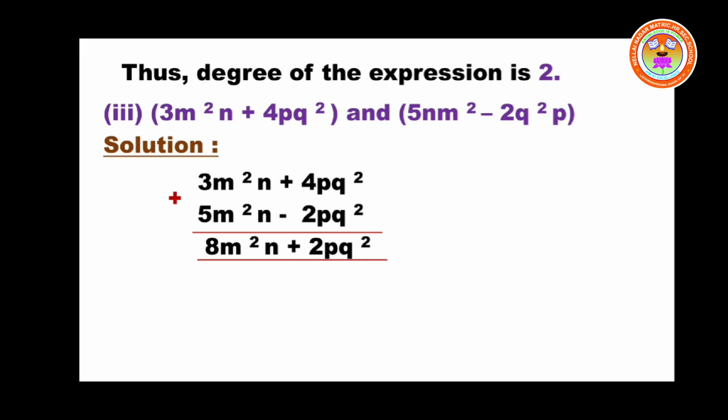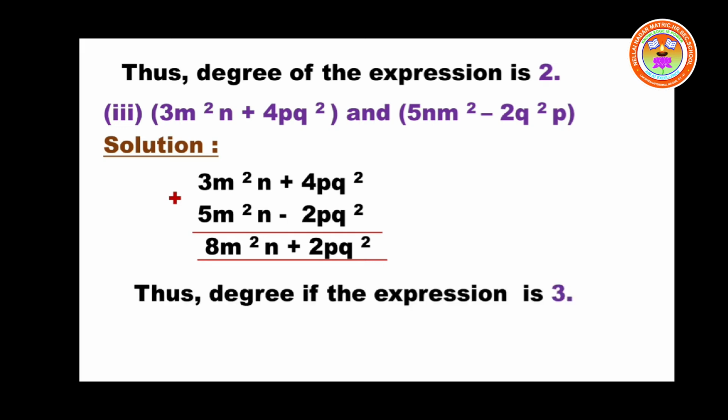Now you have to find the degree of the expression. You take the first term, m square n: m to the power of 2 and n to the power of 1. So 2 plus 1, you will get 3. The degree of that term is 3. Take the second term, pq square: p to the power of 1 and q to the power of 2. So 1 plus 2, 3. Both the terms have the same degree, 3. So the degree of the expression is 3.